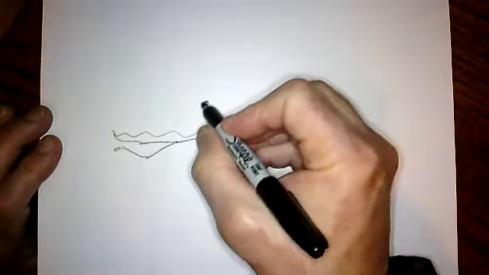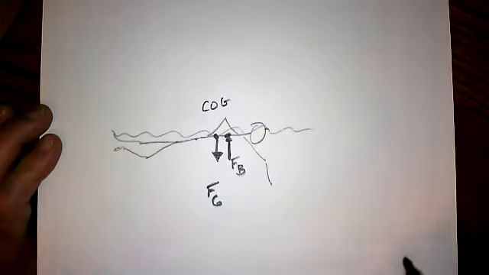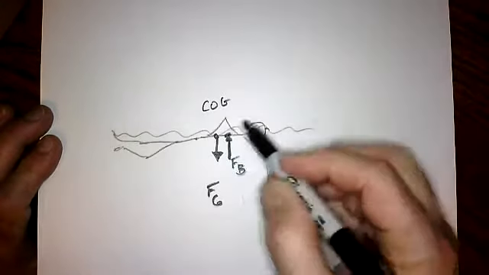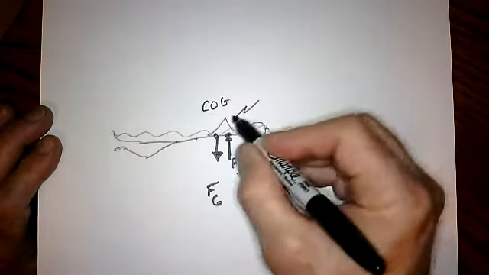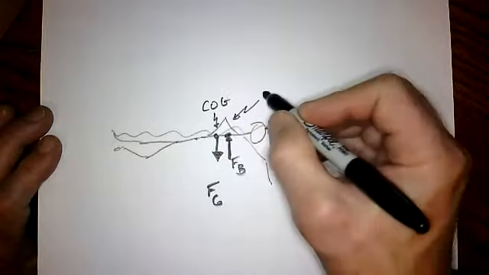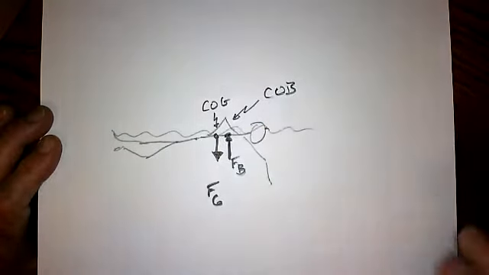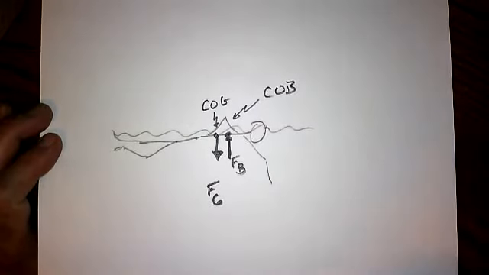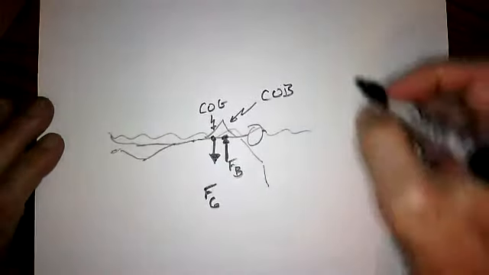And this would be the center of gravity when we draw the force of gravity acting on the person. And this point here would be the center of buoyancy. They don't have to be the same place, okay, the same point. All right, so that's our vertical direction.